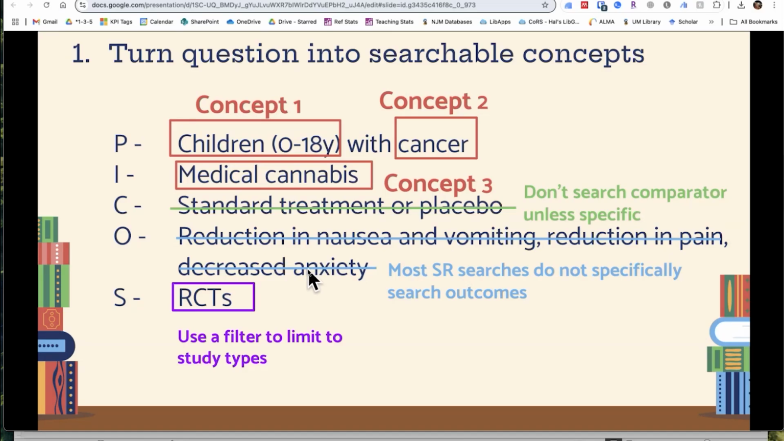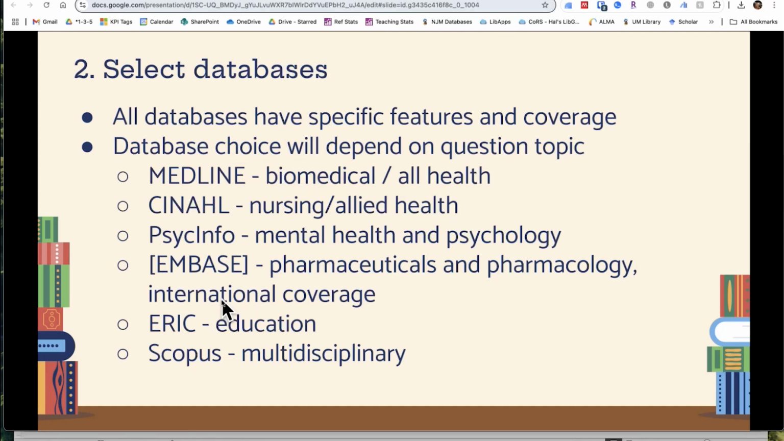And then the final thing you will add to your search is a filter to narrow it down to RCTs. So again, we're just going to focus on these 3 concepts and RCTs. Okay, so once you have your search, you want to pick out which databases you want to use.